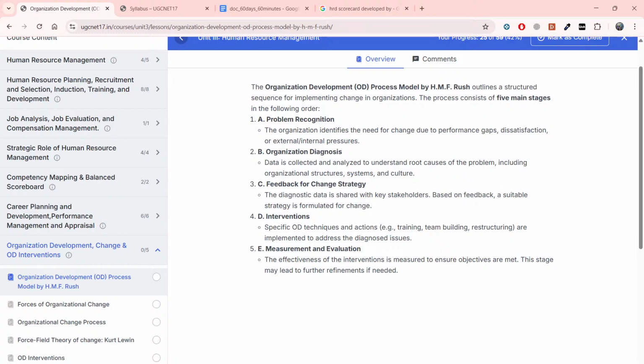The organization development process model by HMF Rush outlines a structured sequence for implementing change in organization. The process consists of five stages in the following order: problem recognition, organization diagnosis, feedback for change strategy, interventions, and measurement evaluation.